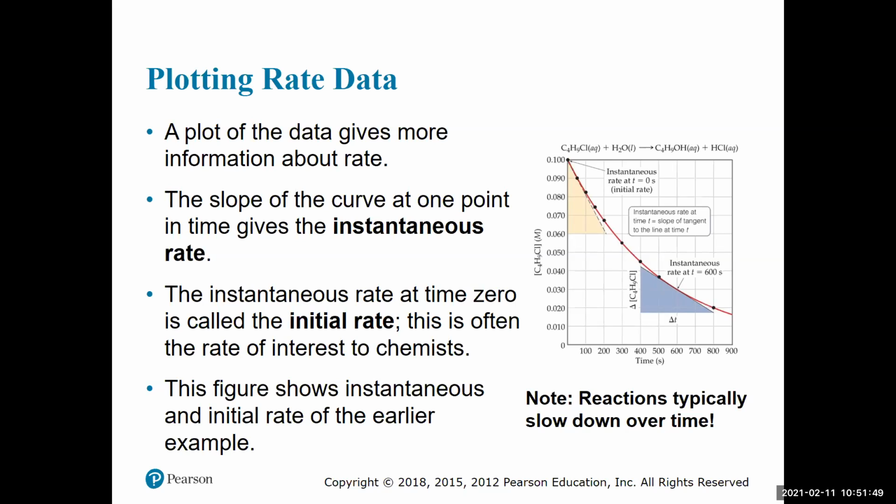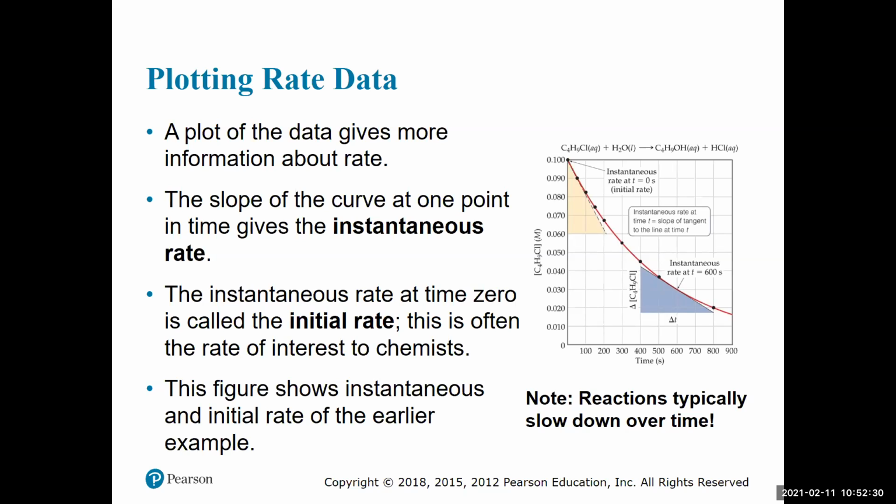If you draw a tangent to any of these points, and you can see two examples here, the yellowish one up top and the blue one towards the bottom, you can see how a tangent line has been drawn in each of those cases. If you calculate the slope of that line for those particular times, in the top one it's time equals 0, and in the bottom one it's time equals 600 seconds. If you calculate the slope of that tangent line, that's the rate. And so that's where those numbers come from.